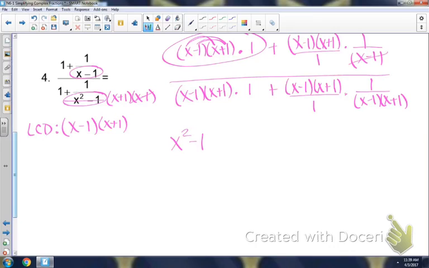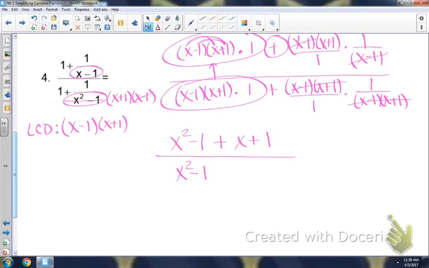The x minus 1s cancel here. We're bringing down the plus. And notice we're left with x plus 1 times 1, which would just be x plus 1. This is the same thing as this. So that's x squared minus 1. And then notice both of them cancel here, but we have to put this plus 1.